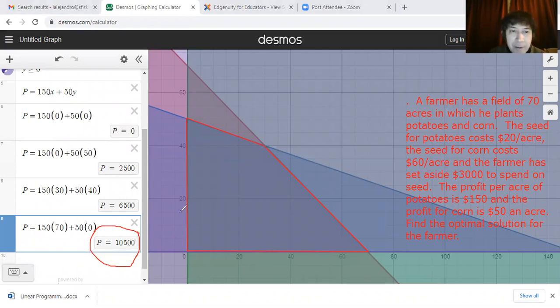All right. So we computed all 4 points and we found 70 acres for potatoes and 0 acre for the corn. So to get the maximum profit, the farmer has to plant potatoes for all his 70 acres. That's the maximum. All right, and so let us go back to our screen. So the answer is 70, 0 at 10,500. Okay, so we go back to our screen over here.